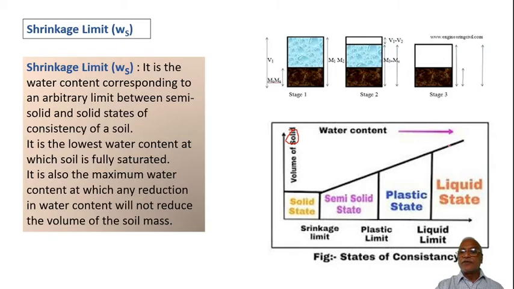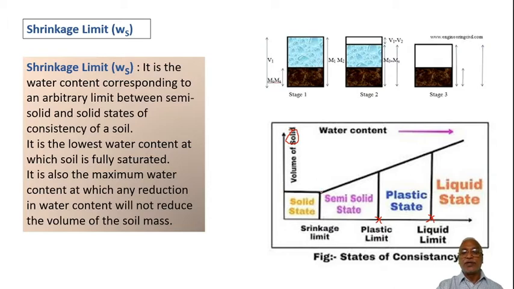You have seen in the other graph also where it is represented by A, B, C, D and all. Now this particular point we have seen is the liquid limit. This is the plastic limit. We have discussed how to find out liquid limit and plastic limit. Now further down, when the water content decreases beyond plastic limit, the volume also decreases, and then there is a point where there will be a reduction in the water content, but there won't be any reduction in the volume of the soil.